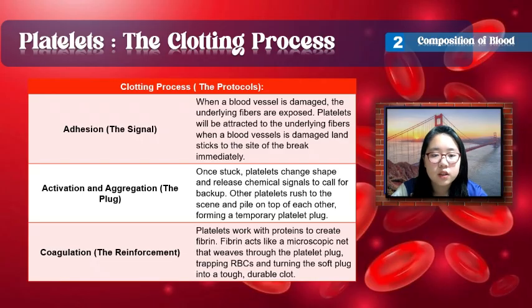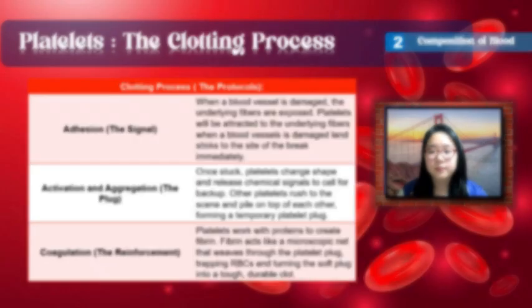Activation and aggregation, the plug. Once stuck, platelets change shape and release chemical signals to call for backup. Other platelets run to the scene and pile on top of each other, forming a temporary platelet plug. Coagulation, the reinforcement. Platelets work with proteins to create fibrin. Fibrin acts like a microscopic net that weaves through the platelet plug, trapping RBCs and turning the soft plug into a tough, durable clot.